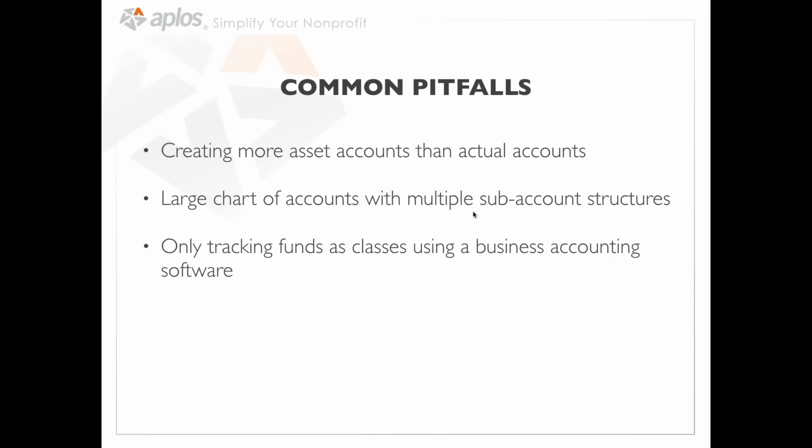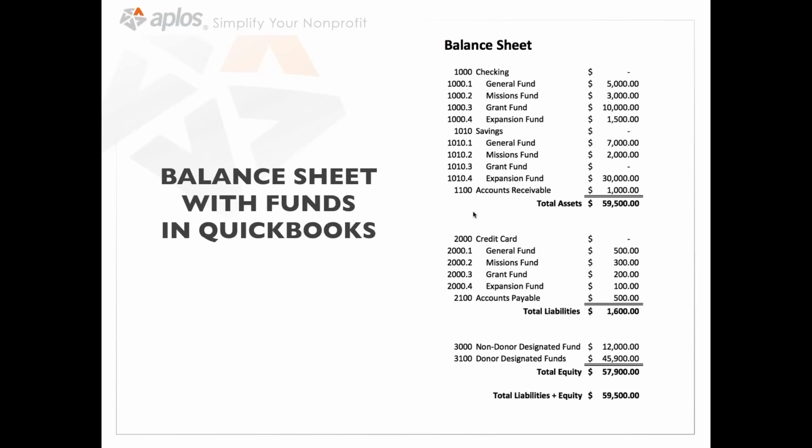So that's another common pitfall that we see with a non-fund accounting system. A balance sheet with funds in something like QuickBooks would look like this: you'd have checking and savings and accounts receivable, credit card and accounts payable in the liability section. You've created multiple sub-accounts to track the separate balances there. So you can get to your total assets, total liabilities, and then the equity. You can set up two different equity accounts to be donor designated or non-donor designated funds.